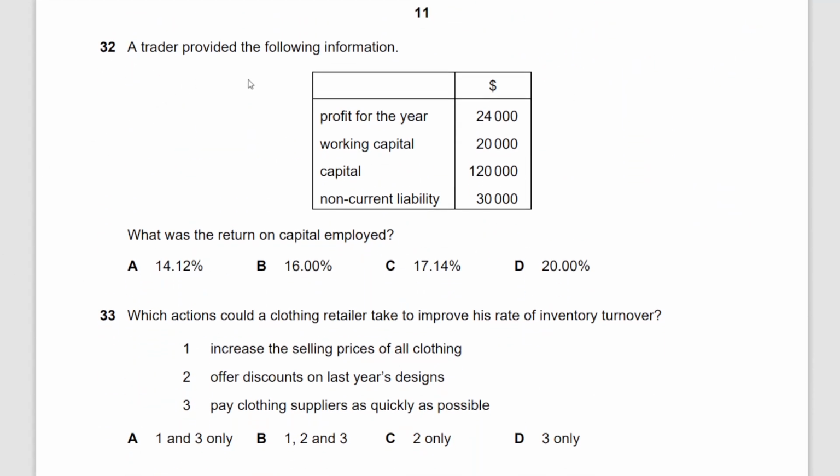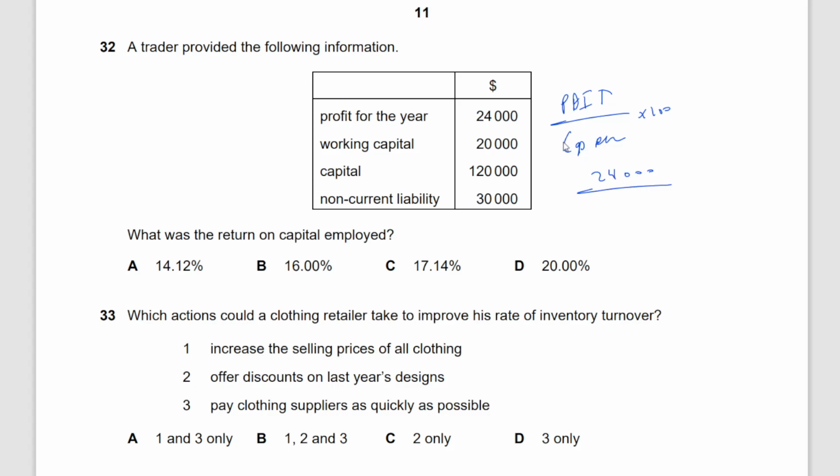Number 32. A trader provided the following information. What was the return on capital employed? How do you calculate return on capital employed? It's PBIT, profit before interest and tax, over capital employed times 100. So the profit before interest and tax, well, it's 24,000.